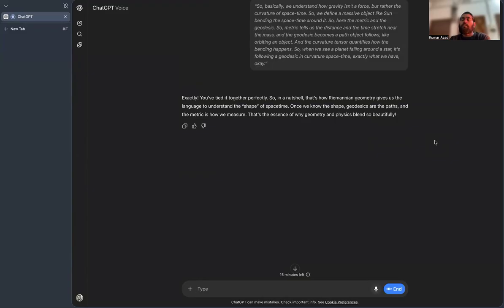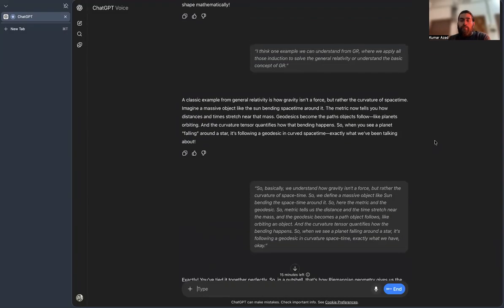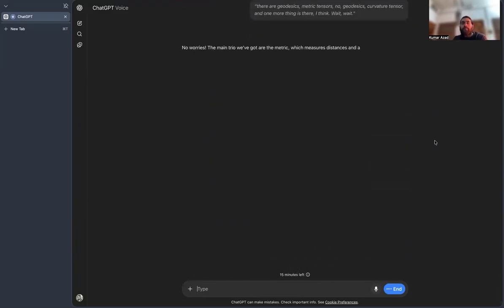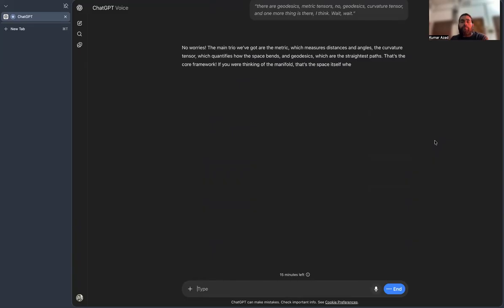There are geodesics, metric tensors, and the curvature tensor, and one more thing, I think. No worries. The main trio we've got are the metric, which measures distances and angles, the curvature tensor, which quantifies how the space bends, and geodesics, which are the straightest paths. That's the core framework. If you were thinking of the manifold, that's the space itself where all this geometry lives. Put them all together, and you have the full story.